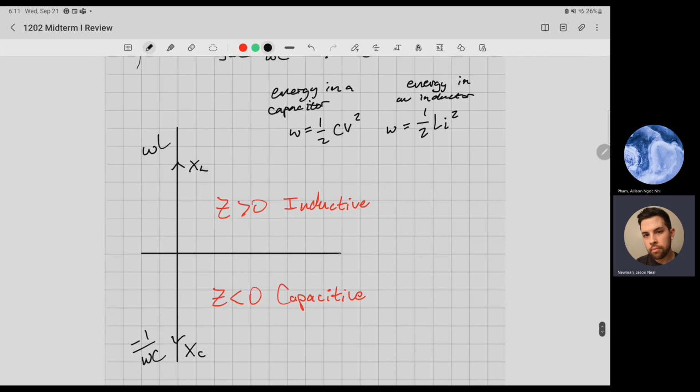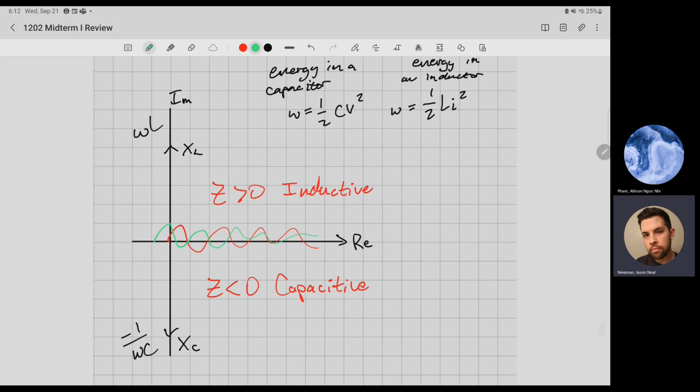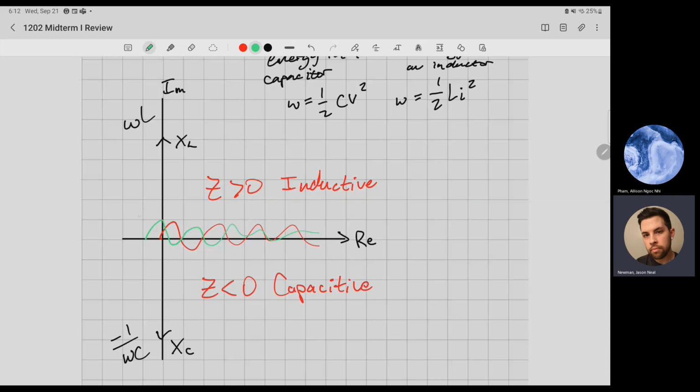So this is your real axis and this is your imaginary axis. Did she tell you all about ELI the ICE man? ELI the ICE man is basically just indicating, if you had a sine wave and another cosine, say this signal is current and this signal is voltage. I is your current signal and V is your voltage signal. So I would be lagging voltage in this case, right?